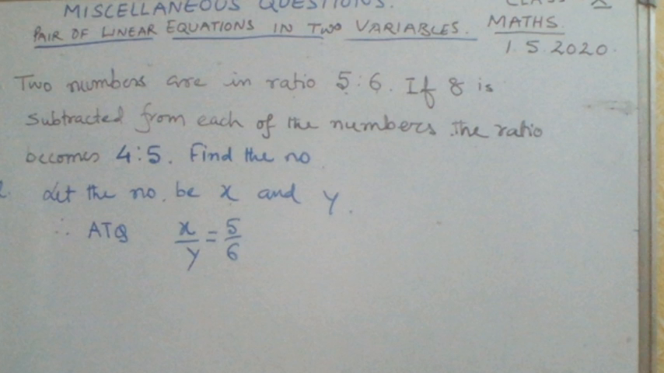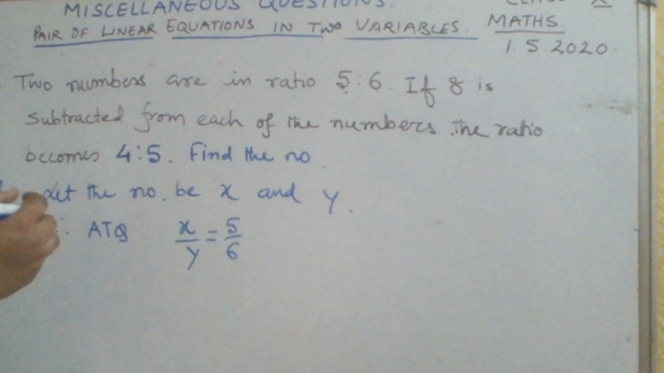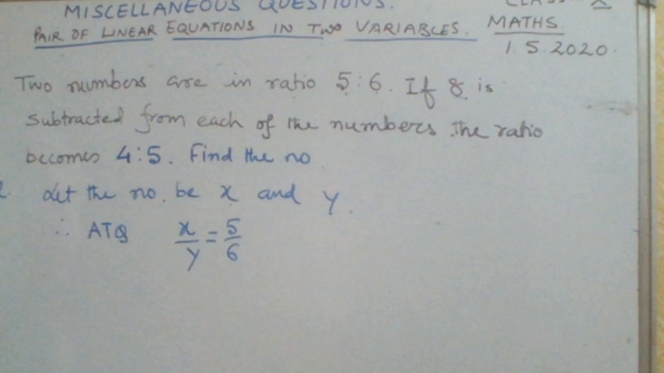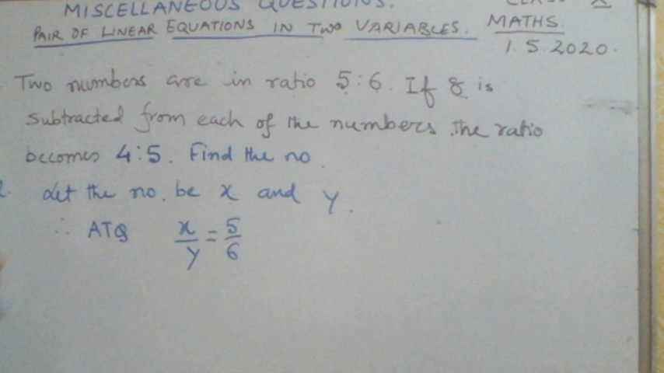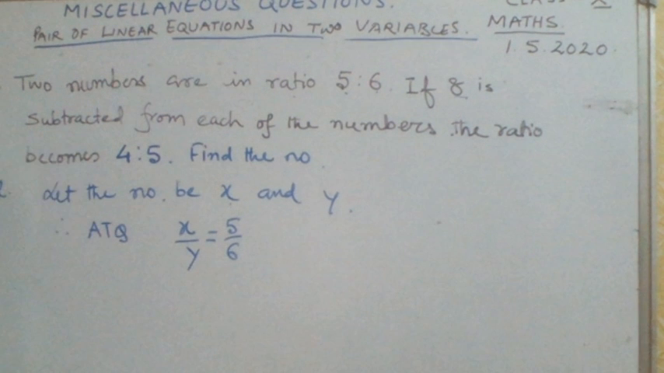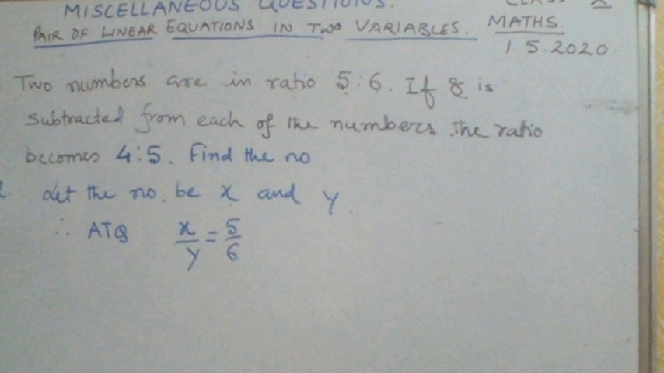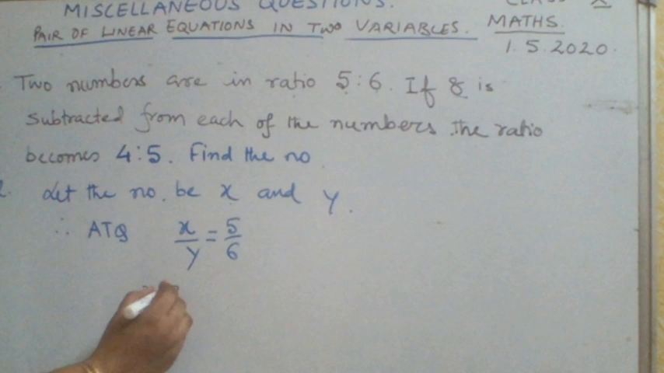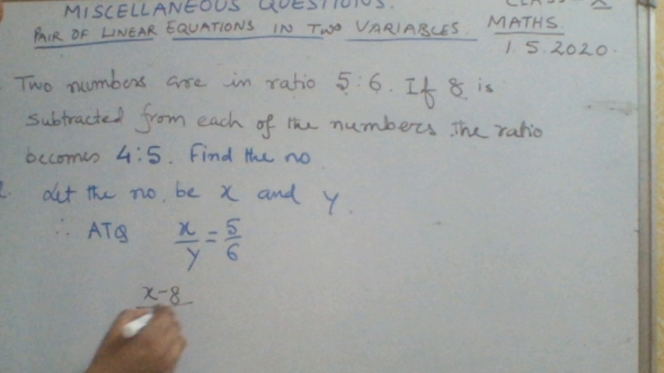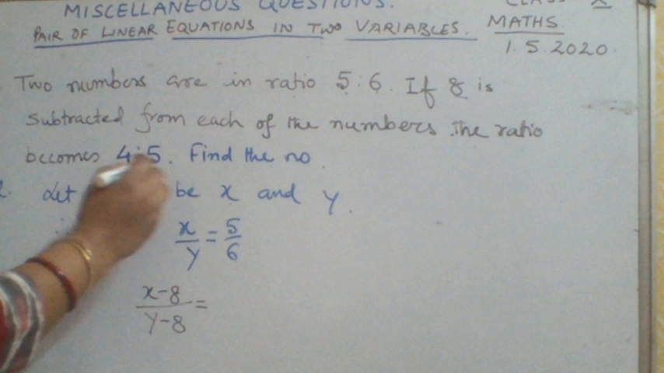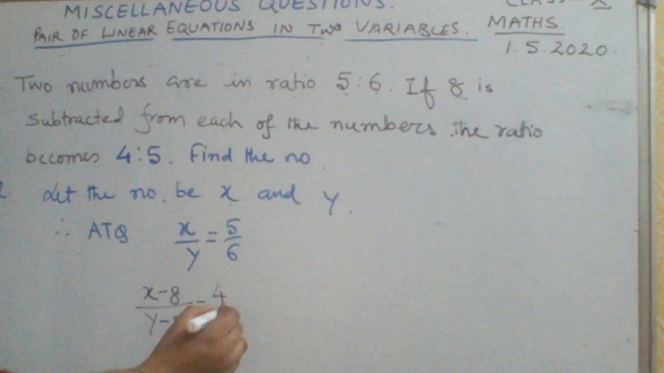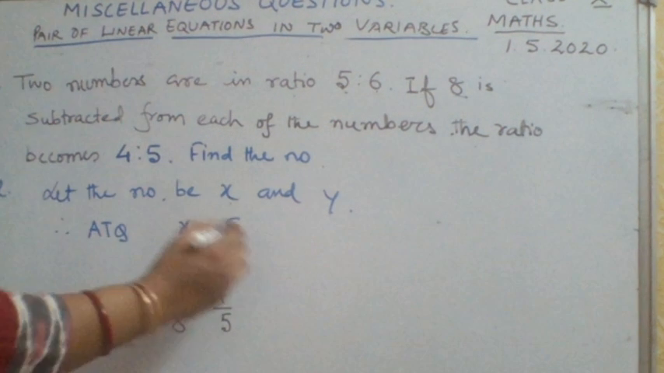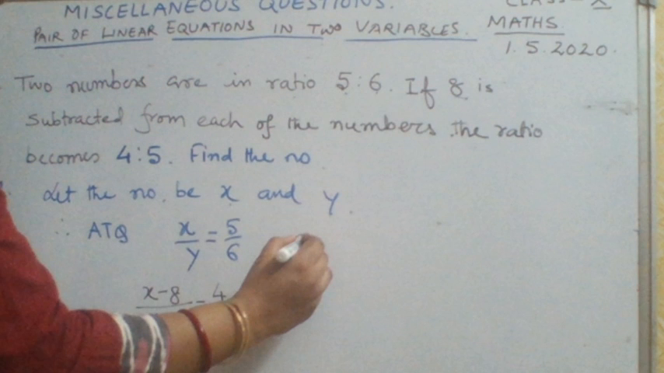Now the second case says that if 8 is subtracted from each of the numbers, both from x as well as from y, then the ratio becomes 4:5. So we will write x minus 8 upon y minus 8 equal to 4/5. Do the cross multiplication here. This is your 6x equal to 5y.